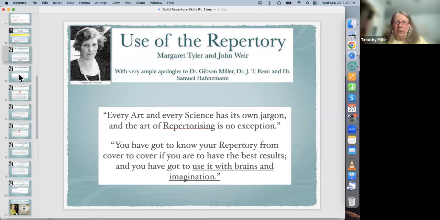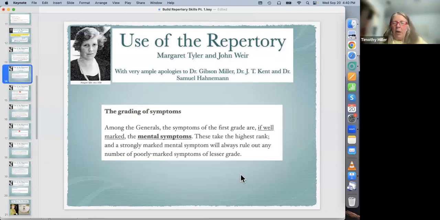So let's go on and see what else she has to say. I'm going to take just a few quotes from her before we get into the case that she's offering us. First of all, on the grading of symptoms.